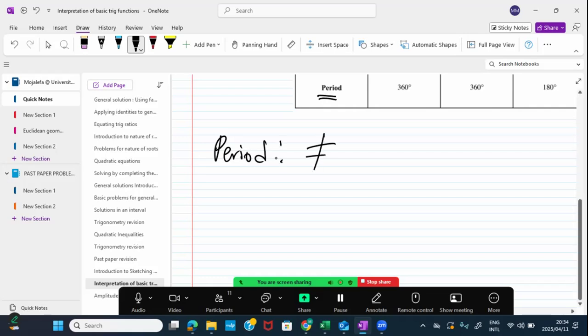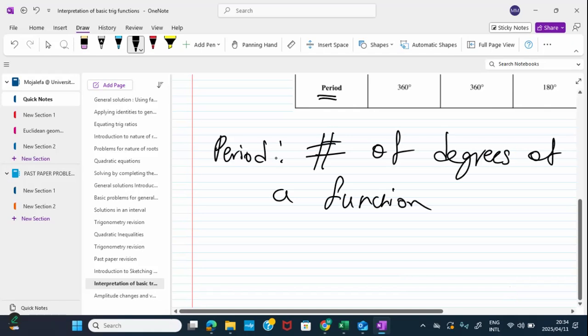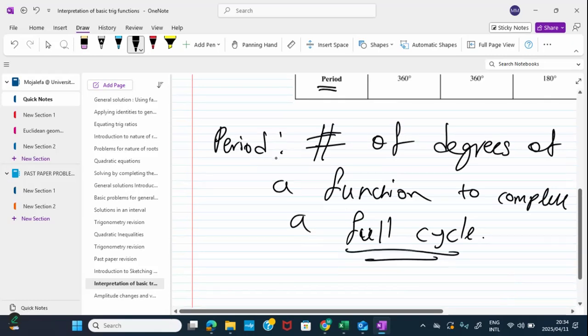It's just the number. If I write a hashtag, I just mean number. The number of degrees of a function to complete a full cycle. By a full cycle, there's something I want to define for you.